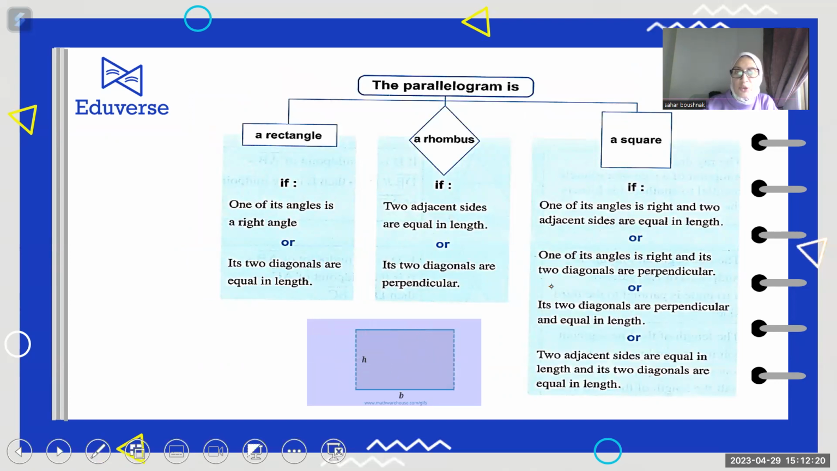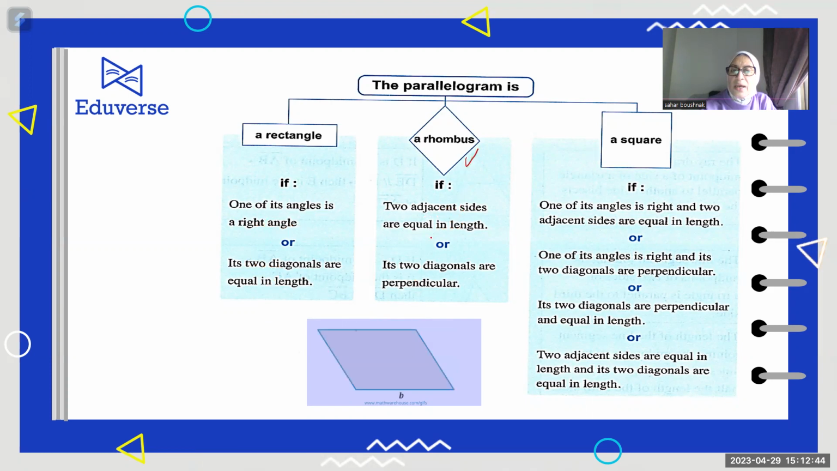And then I study some special cases from the parallelogram: rectangle, rhombus, and square. Rectangle is a parallelogram with one right angle. It can also be a parallelogram with two diagonals equal in length. And it can also be a parallelogram with two adjacent sides equal in length.